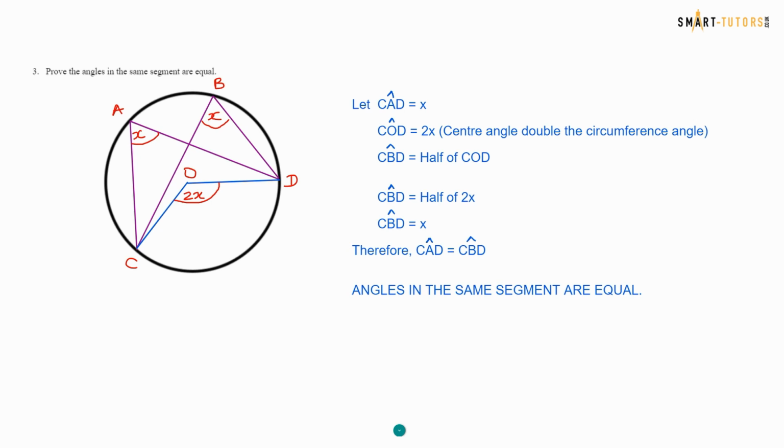COD is 2X because the center angle is double the circumference angle. So CBD equals half of COD. COD is 2X, right? Half of 2X is X. So basically it's a two-part theorem. You need to make sure this is X and this is double, 2X. So CBD is half of 2X, which is X. Therefore CAD equals CBD. Angles in the same segment are equal.